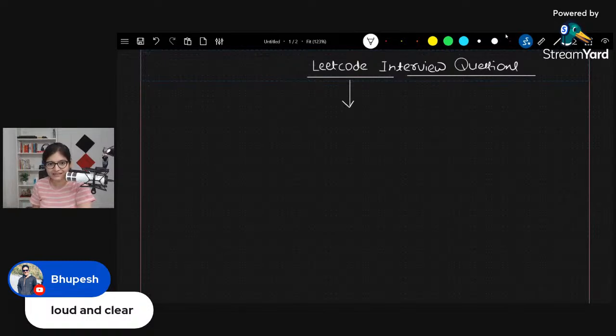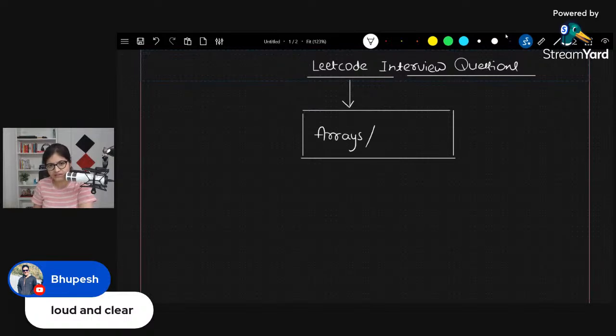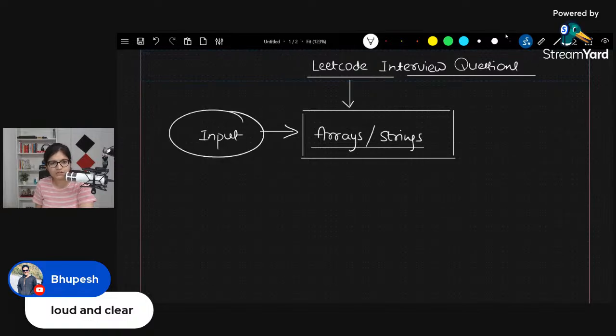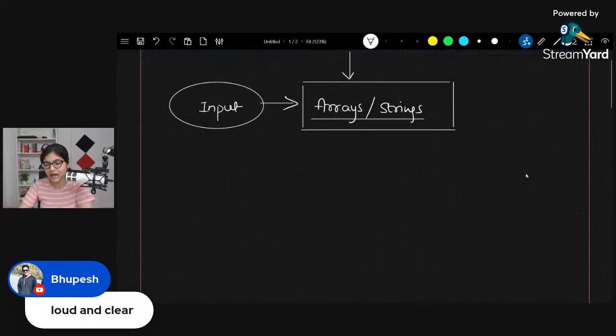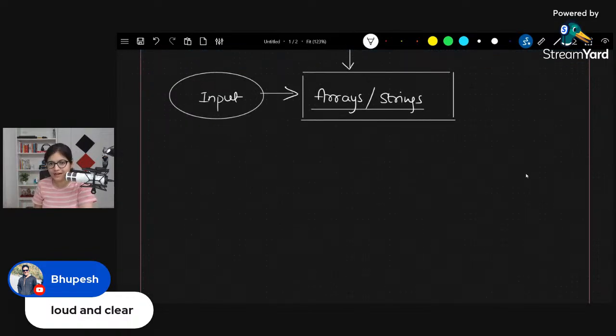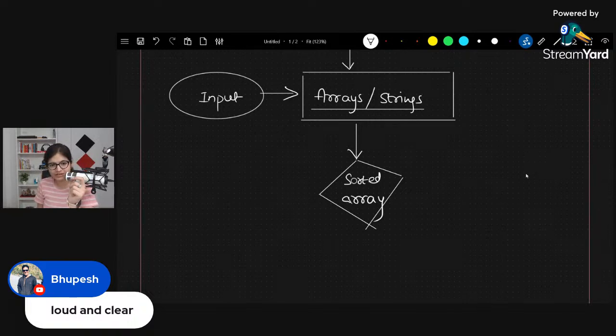Priority number one for everyone is arrays and strings, the very first aspect of DSA. Let's say you are provided an input which is an array or a string. Your array or string might be sorted or unsorted, so there is a decision to make: whether this input is a sorted array, yes, or an unsorted array, maybe no.